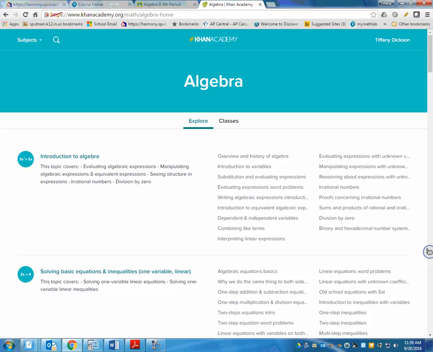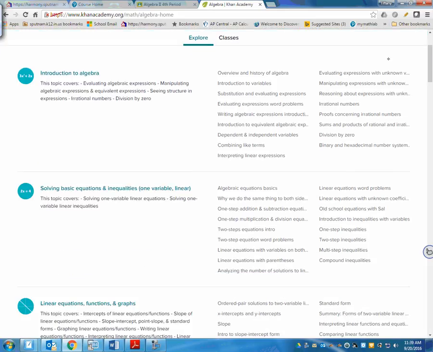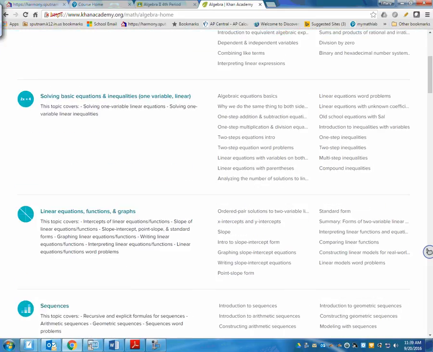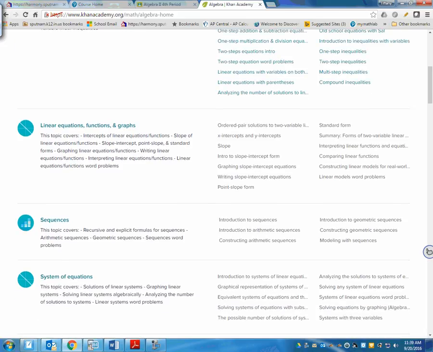So, one thing you can search, but there's two big topics on here that if you click on, you're going to get most of this stuff. So if I scroll down, not introduction, not solving basic inequalities, but look at this one: linear equations, functions, and graphs. And then look at the topics that are here that you can click on each one separately. You don't have to do the whole thing.